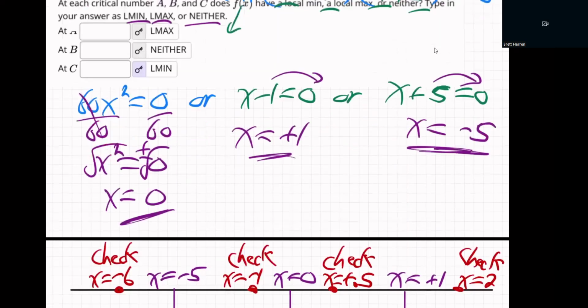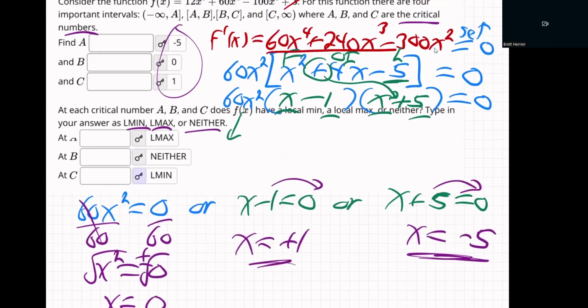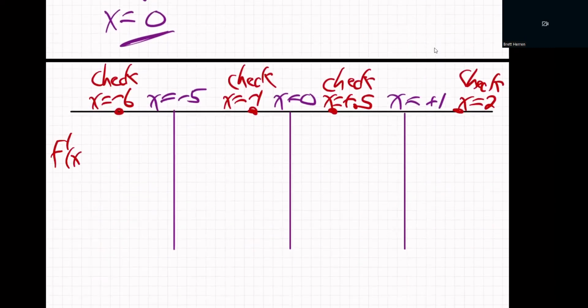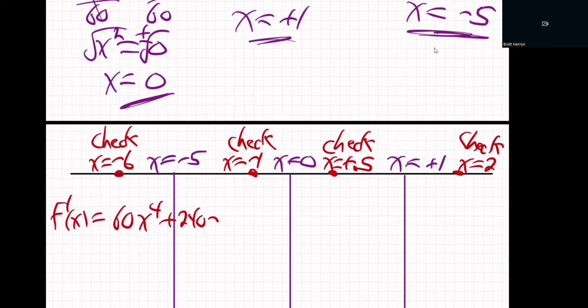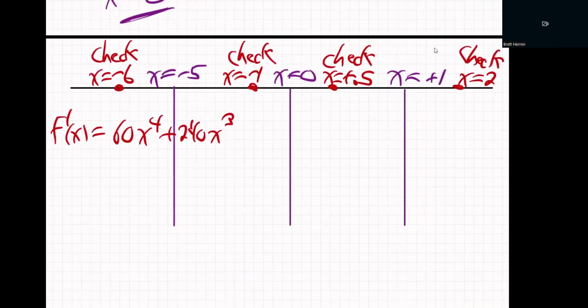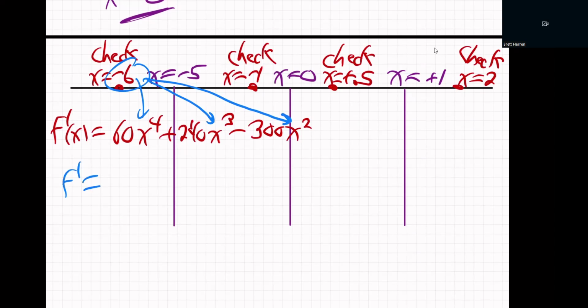Check each one. Check what? Check the first derivative, which is this function right here. 60x to the fourth, plus 240x cubed, that's a third power there, and then minus 300x squared. Okay, so I'm going to check by plugging in negative 6 everywhere. First up, f prime equals, let's plug in negative 6.